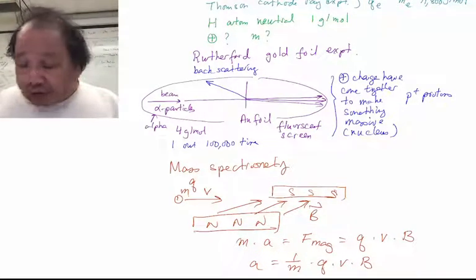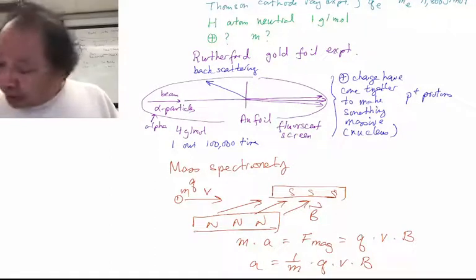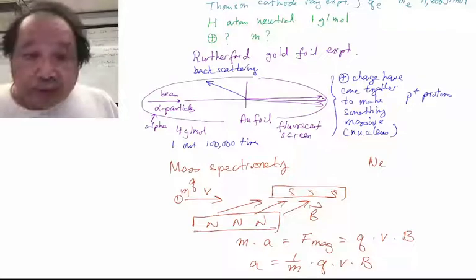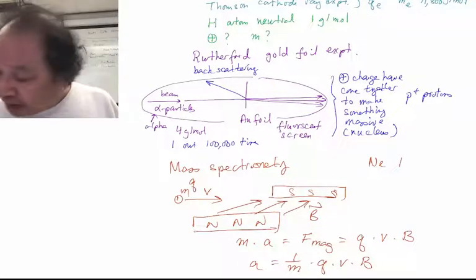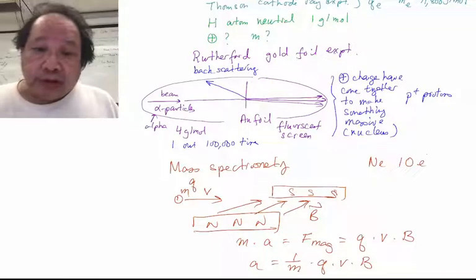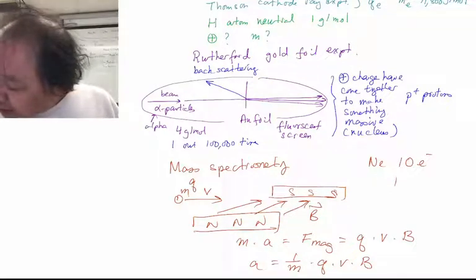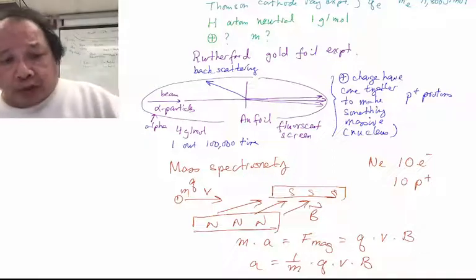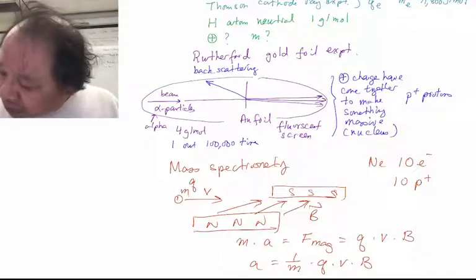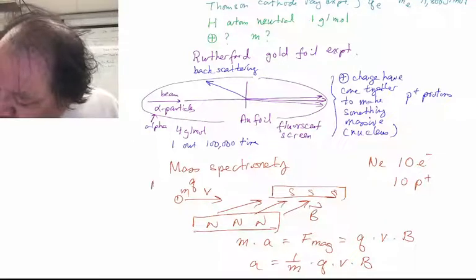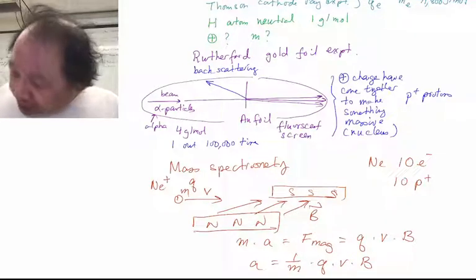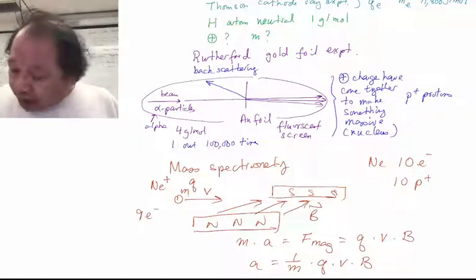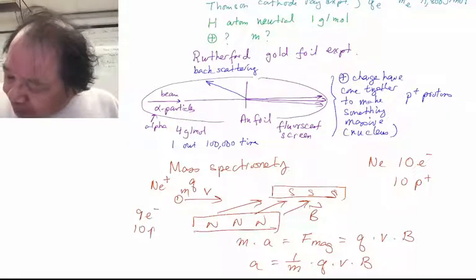And when this experiment was first done, it was done with neon atoms. Neon is the 10th atom in the periodic table. Its atomic number is 10. It has 10 electrons. It's neutral. It has 10 protons. We need a charged particle to deflect, so instead of just using neon, we'll use neon plus. Neon plus has lost an electron, so it's got 9 electrons, so it's plus charge, and 10 protons.